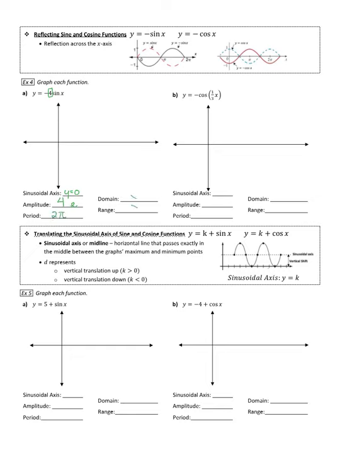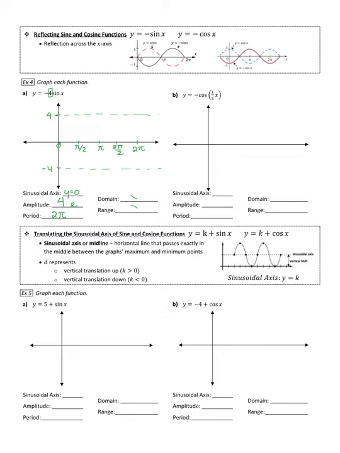My period, because I have nothing in front of my x, is your basic 2 pi, and domain and range are the same. Okay, so we start at 0, we're going to end at 2 pi, this is going to be pi over 2. You get really good at just kind of putting in these basics. Amplitude is 4, so I'm going to go up to 4 and down to a -4. And I'm going to do my little dotted line.